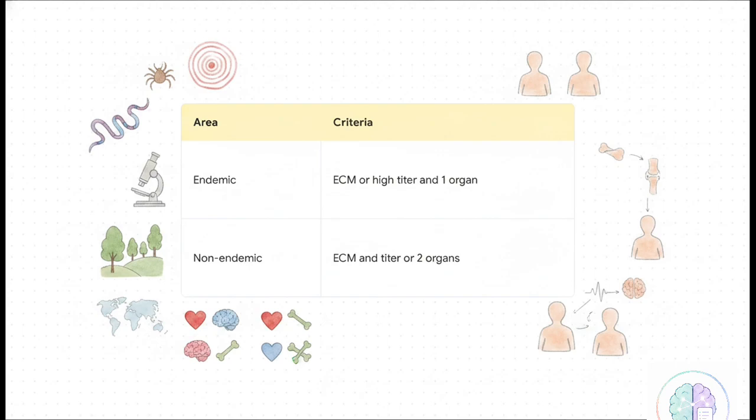Notice the strict divide here based on geography. In an endemic area, having the rash alone is enough, or an antibody titer of 1 to 256 or greater, plus involvement of at least one organ system, whether that's musculoskeletal, neurologic, or cardiac. But if you're in a non-endemic area, the rules get stricter. That ECM rash must be paired with either that high antibody titer or involvement of 2 or more organ systems.